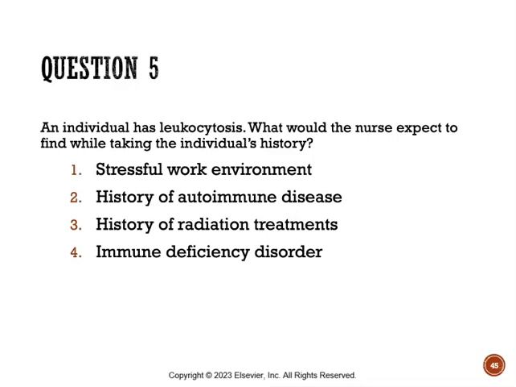And if you answered number 1 as the correct answer, you are correct. When we have an increase in leukocytes, it's a normal protective response to physiological stressors that can include exercise, pregnancy, infection, emotional upheaval, temperature change, and surgery or trauma. Whereas a history of autoimmune disease could be more of an indication of leukopenia. That could also be caused by radiation, anaphylactic shock, or other immune deficiencies. And a history of radiation treatments, again, can produce leukopenia, as we mentioned. Same thing with the immune deficiency disorder.